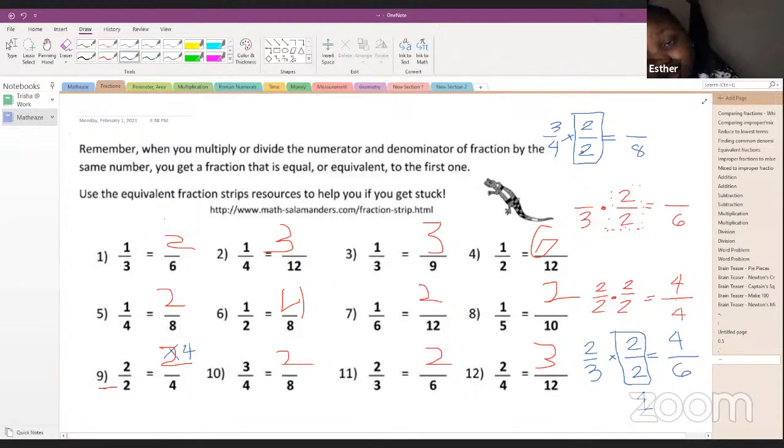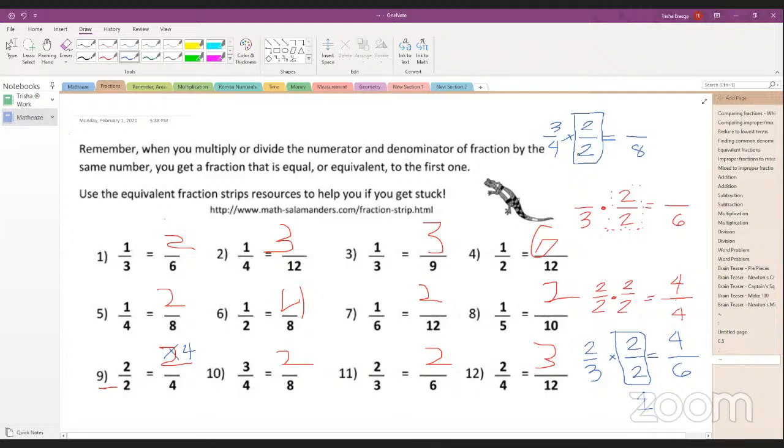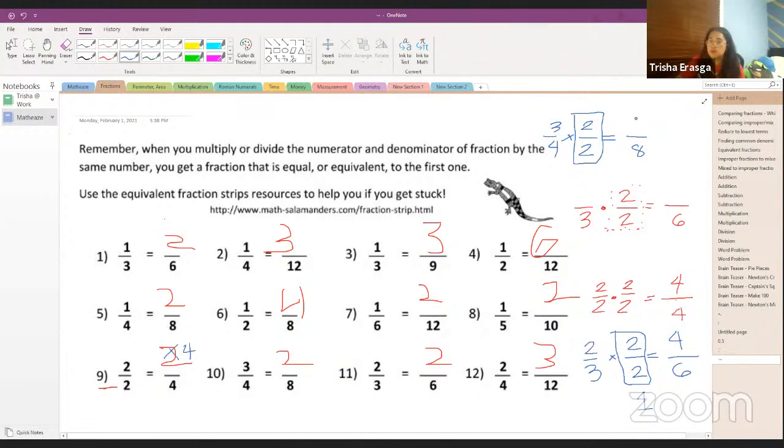You multiply your number with the same number on the top and the bottom. So that's your clue. If you multiply the bottom with 2, you should multiply the top with 2. So 4 times 2 is 8. The top one is 3 times 2. What would this be?